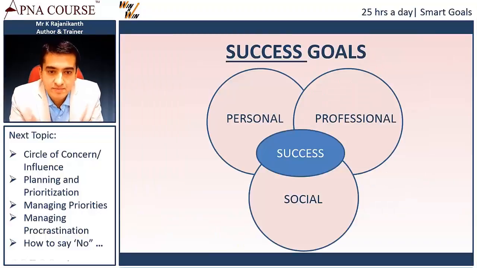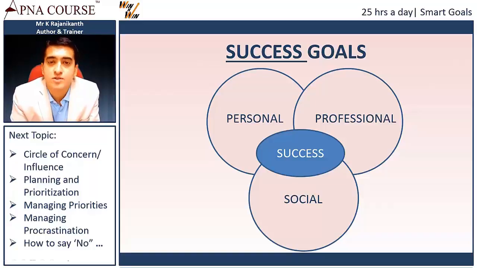Success goals. When we have a personal goal, professional goal and social goal intersecting, that particular point determines success. All extraordinary people have all the 3 goals. How many goals do you have? I'm sure you are going to become extraordinary one day if you have all the 3 goals. One goal is called personal goal, the second is called professional goal, and the third is called social goal.